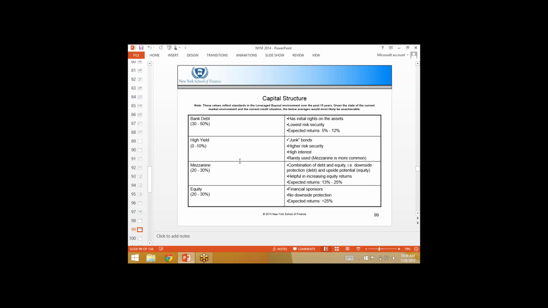Mezzanine. Higher risk, higher expected returns. The increase in expected returns is baked into the idea that this has an equity component to it. So we will model out mezzanine because the Heinz acquisition contained a type of mezzanine preferred security. We'll model out what the returns were based on that. And the rest is equity. Financial sponsors, no downside protection.